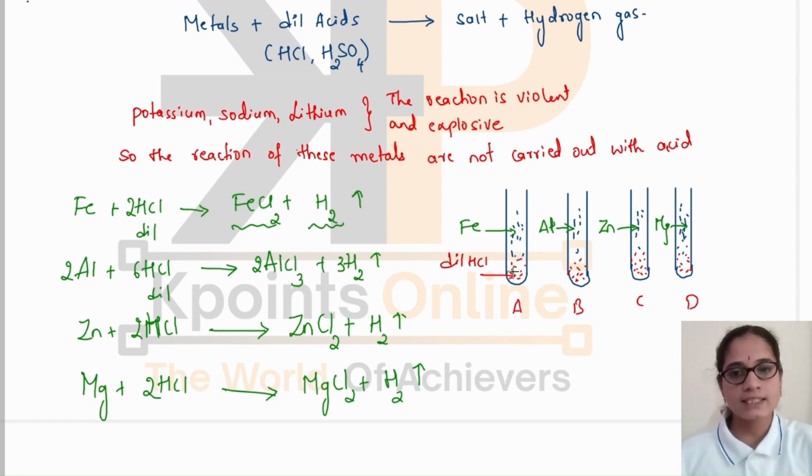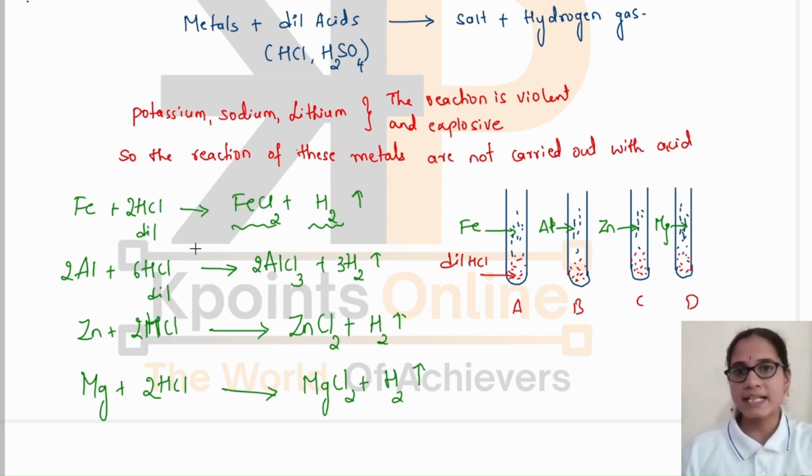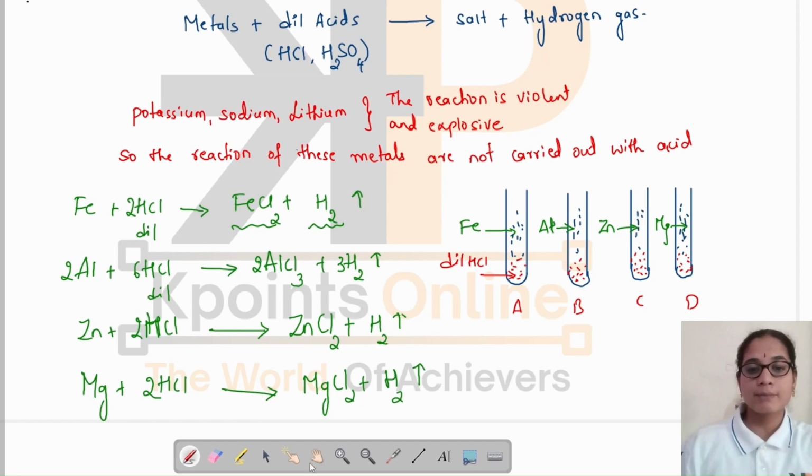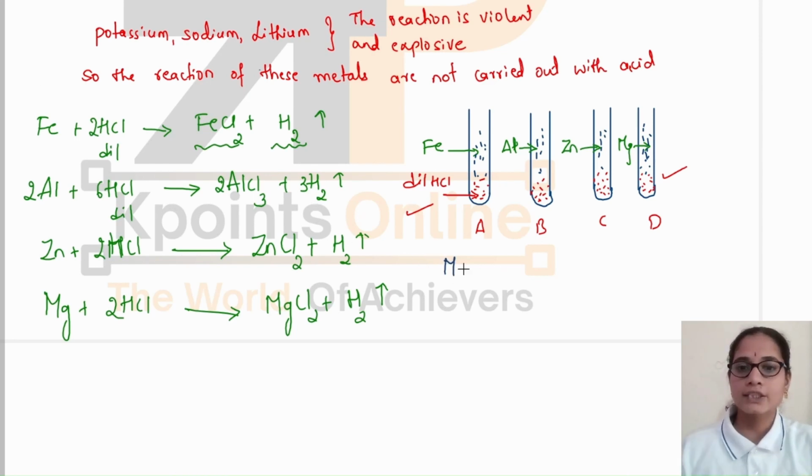As I have already said, there is a liberation of hydrogen gas, so you will observe the bubbles of hydrogen gas here. And it is observed that not all the metals show the same reactivity. The rate of reaction is different for different metals. You can see here the rate of evolution of hydrogen gas, that is, the rate of formation of bubbles of hydrogen, was more in the case of magnesium and less in the case of iron among these metals. So the order of reactivity is: magnesium is more reactive than aluminium, which is more reactive than zinc, which is more reactive than iron.